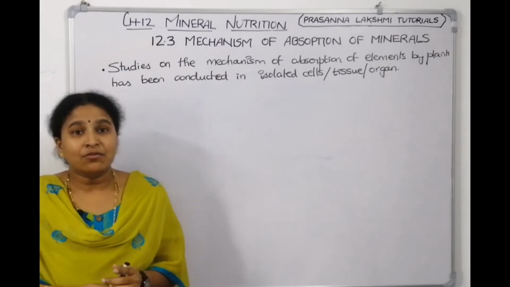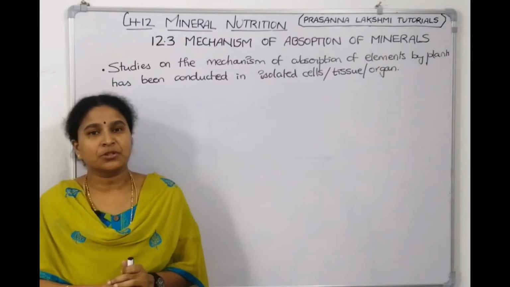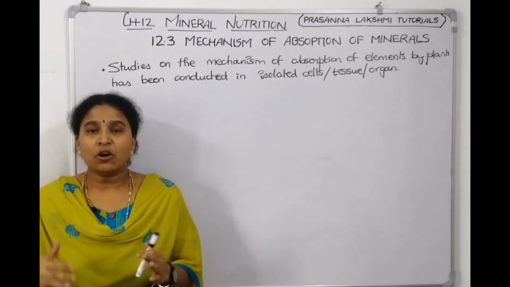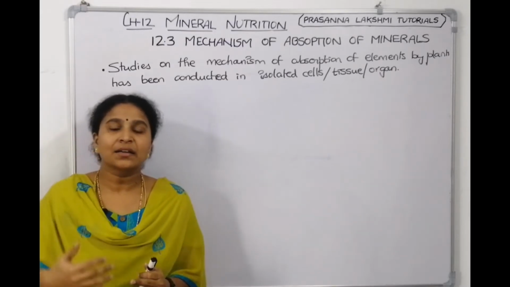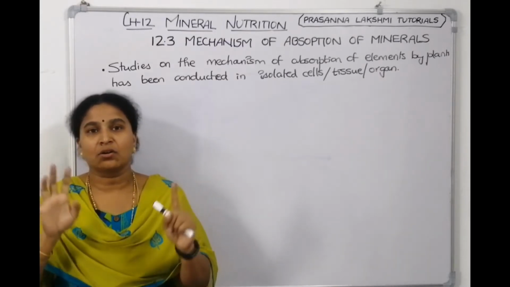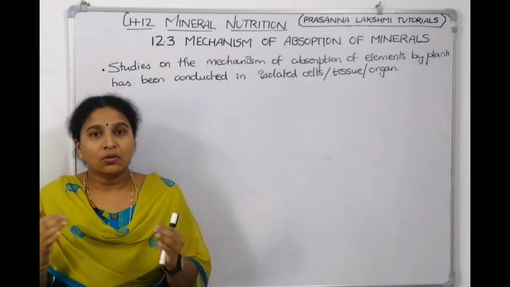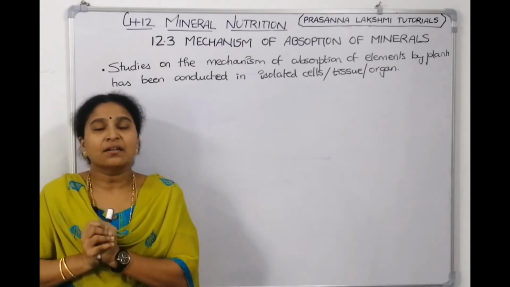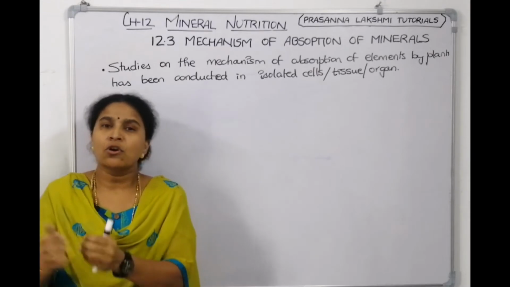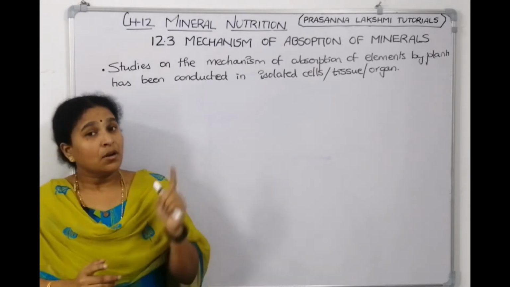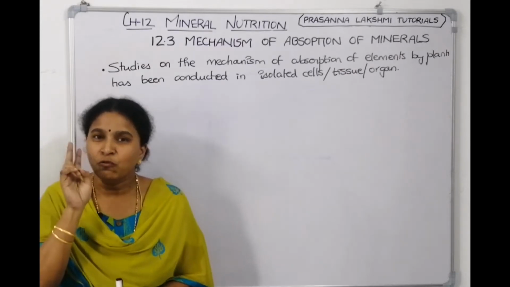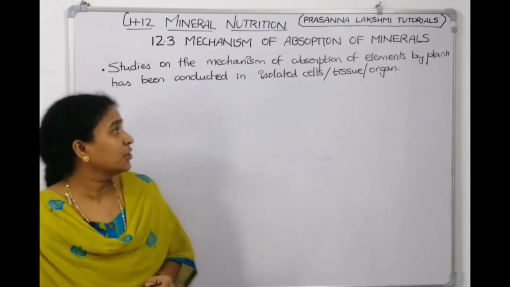Understood? So when we have to see the mechanism of absorption, then you have to conduct a study. For conducting studies, you cannot go into the agricultural land and conduct, because soil you cannot control. That is why you are doing studies in the lab by taking an isolated cell, right, or an isolated tissue or an isolated organ. Now, after doing these studies, the studies revealed that there are two phases of absorption.